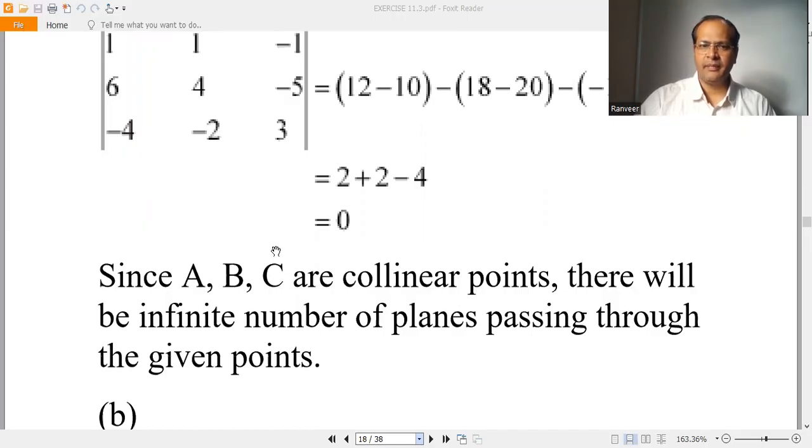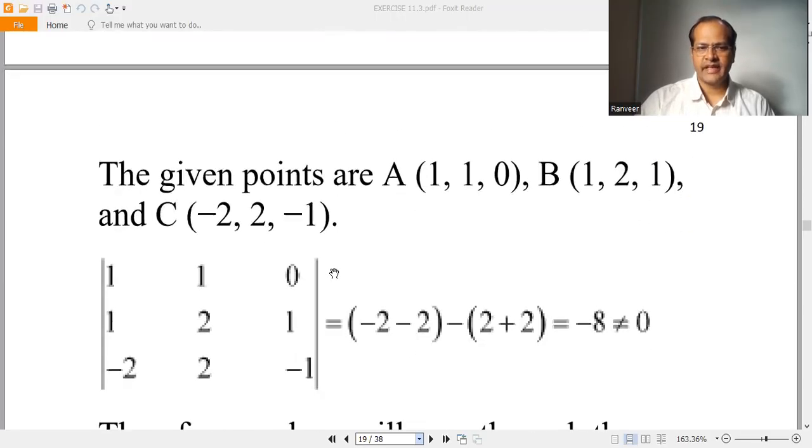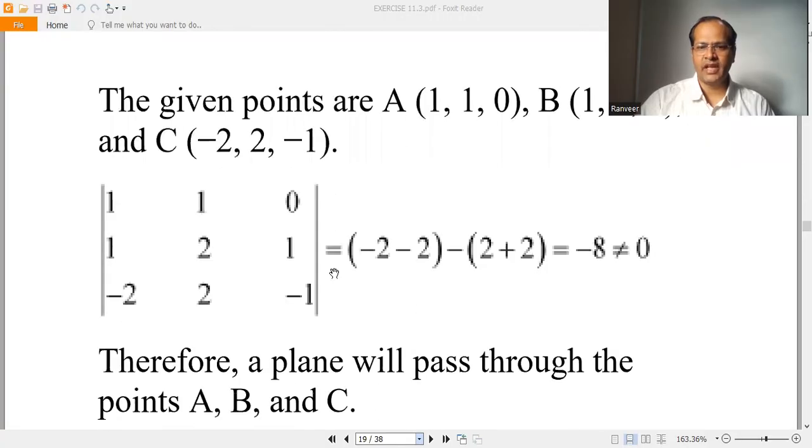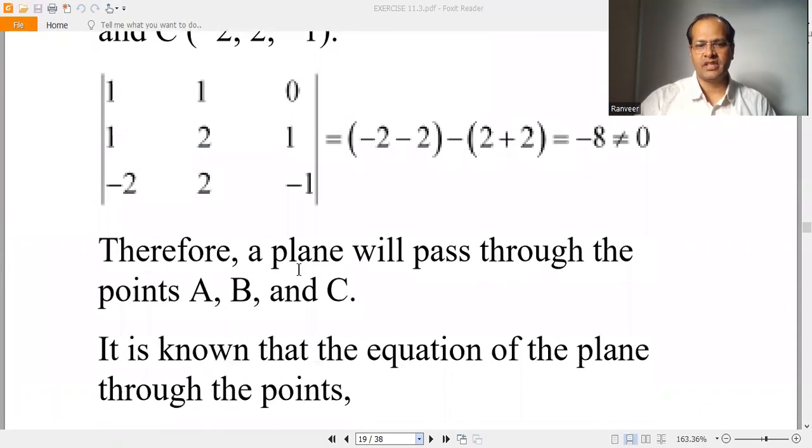This is the first step. First we have to find out the determinant. If it is equal to 0, that means there are an infinite number of planes passing through the given points. Second, for points A, B, C, the value of the determinant is not coming 0. The meaning is there is a unique plane which is passing through A, B, C.